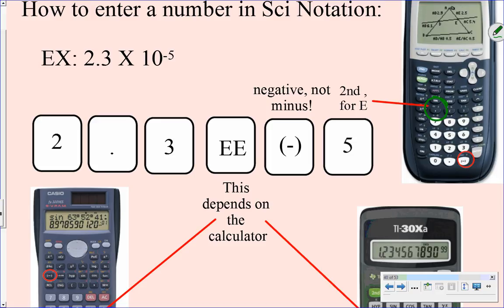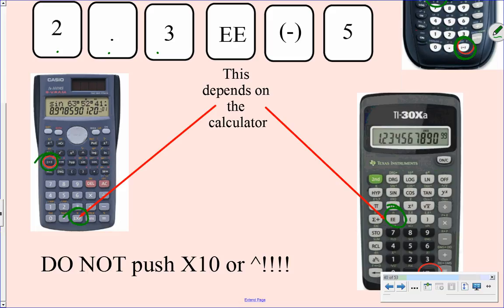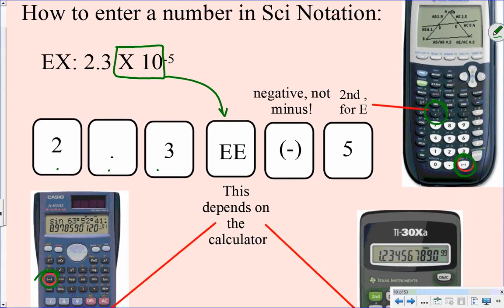So if I wanted to punch in 2.3 times 10 to the negative 5, I'm going to hit 2.3 like you would expect to. Only instead of punching in all of this, I'm just hitting this E button. It'll only come as one E, even if there are two on the button. You'll just see one little E there. Then you're going to use the negative sign. So again, not a minus, but an actual negative sign that just is negating your answer, but not actually doing any subtraction with it. You can find that on whatever calculator you're using. And then the number 5. And this will actually put this into your scientific calculator in scientific notation for you.